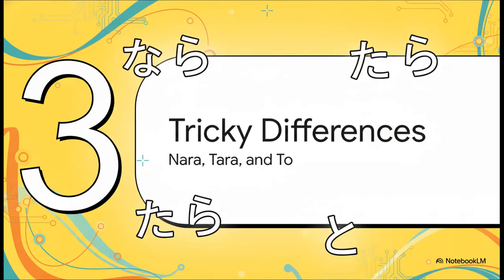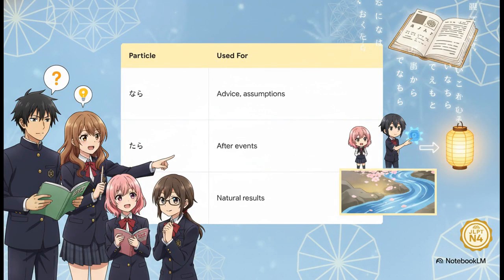All right, into Section 3, tricky JLPT grammar differences. Distinguishing between nara, tara, and to. Okay, lock these three categories in your mind because they are going to be your absolute best friend. The JLPT loves, and I mean loves, to test if you know exactly when to use these specific conditionals.